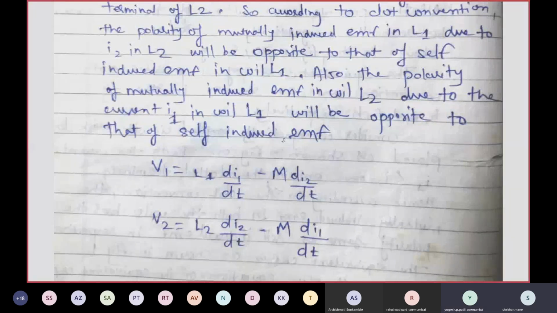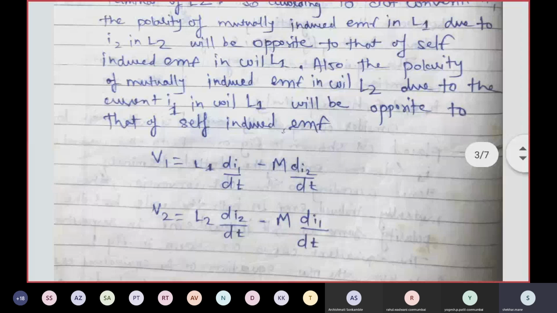पोलैरिटी तो क्या है, अगर करंट डायरेक्शन इज सेम, मीन्स इफ करंट इज एंटरिंग इनटू द डॉट्स or current is leaving from the dots in both the cases, then mutually induced EMF gets added into the self induced EMF. But if in one coil current is entering and in other coil current is leaving, then mutually induced EMF has the opposite polarity to that of self-induced EMF.